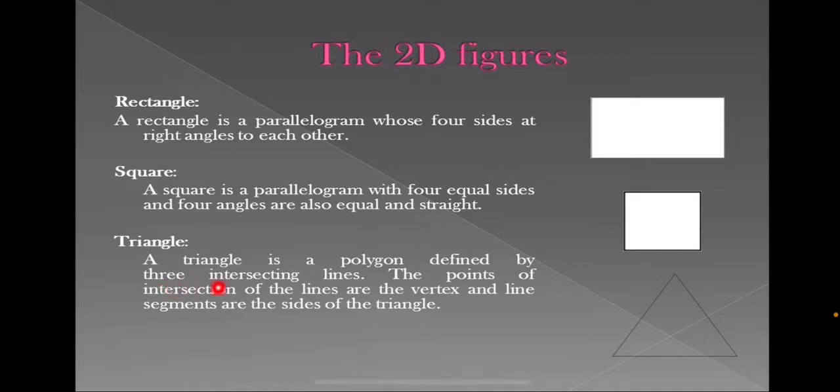Triangle. A triangle is a polygon defined by 3 intersecting lines. The points of intersection of the lines are the vertices and the line segments are the sides of the triangle. So, you can see a triangle has 3 sides.